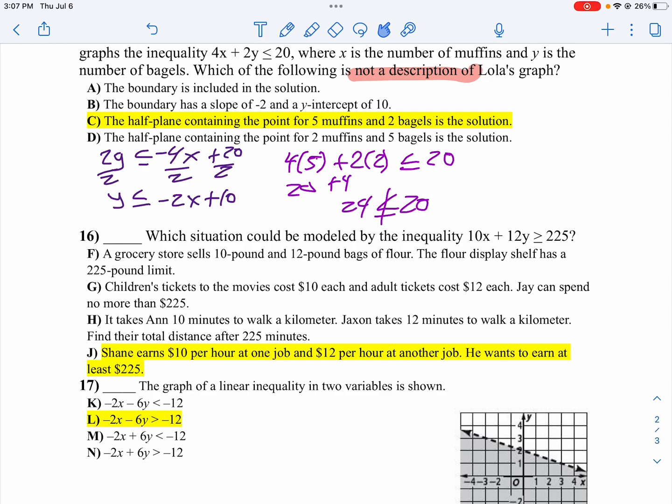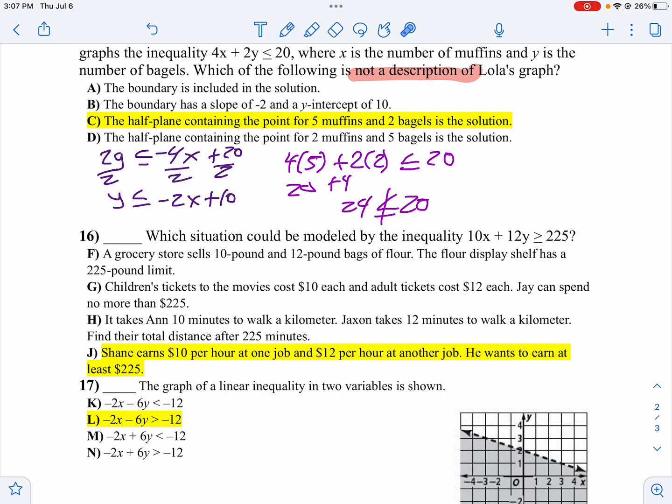Okay, which of these can be modeled by 10x plus 12y is greater than or equal to 225? We take a look at letter F. A grocery store sells 10-pound and 12-pound bags of flour. The flour display has a 225-pound limit. Limit would be less than, so that is not correct. Children's tickets to movies cost $10, and adult tickets cost $12. Jay can spend no more than, once again, that's not true. No more than would be the opposite of greater than.